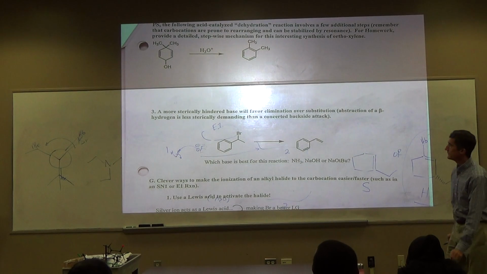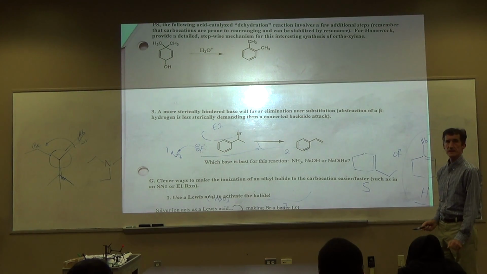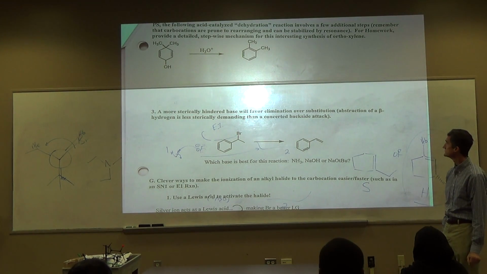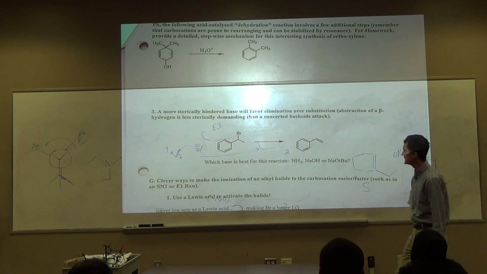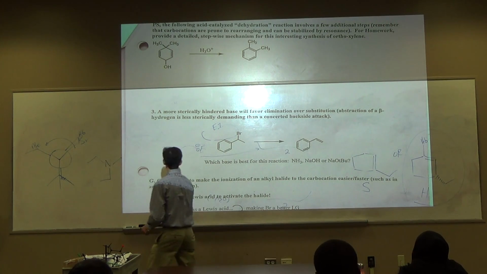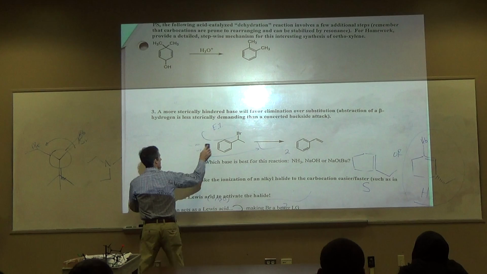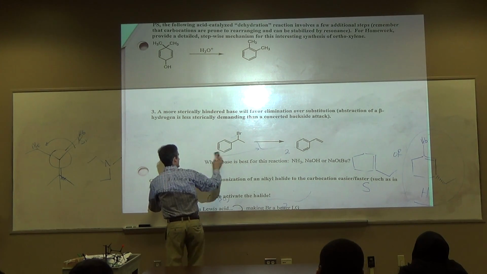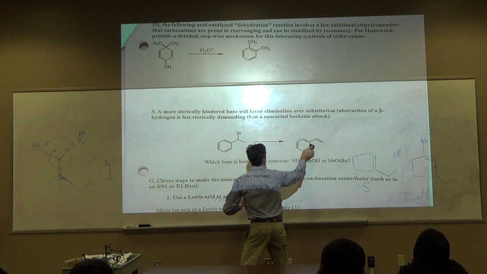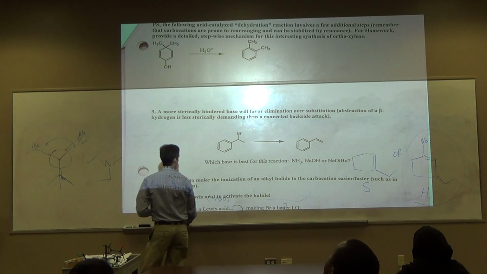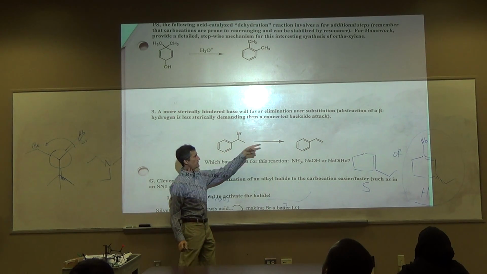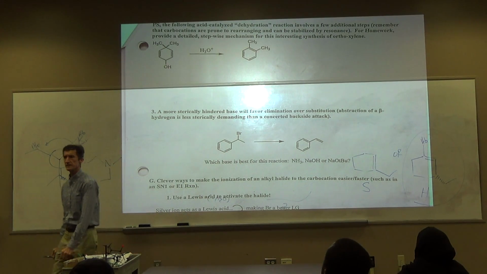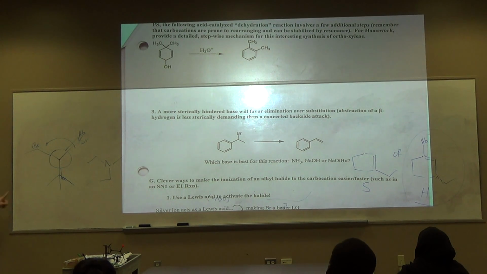Number 3, a more sterically hindered base will favor elimination over substitution. Now, we kind of already said this. I'll approach it this way. Say you want to do this elimination here. Everybody agree it's an elimination reaction? What base would you use?